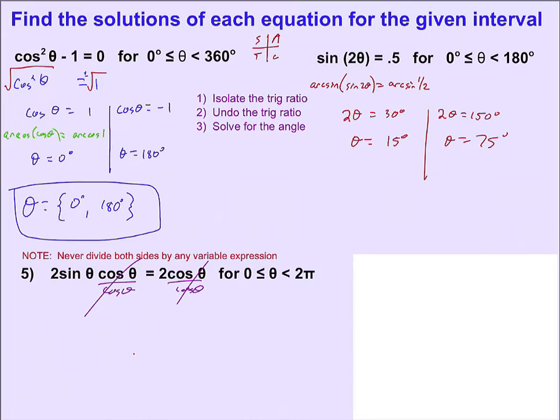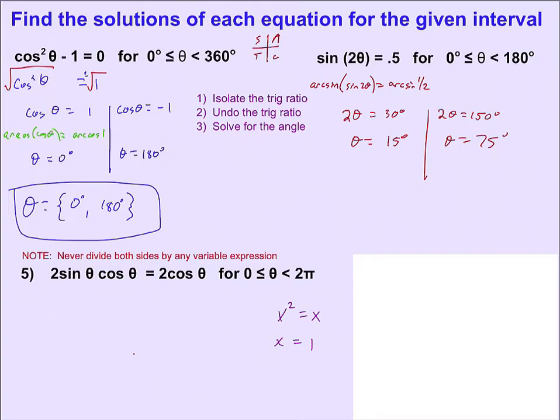The problem is you are never allowed to divide both sides by any variable expression. Just like if you have x squared equals x. You can't just divide both sides by x and say that x has to equal 1. Because x doesn't have to equal 1. X could also equal 0.